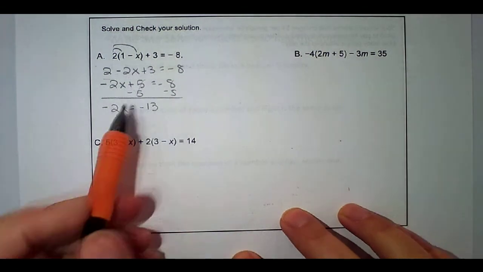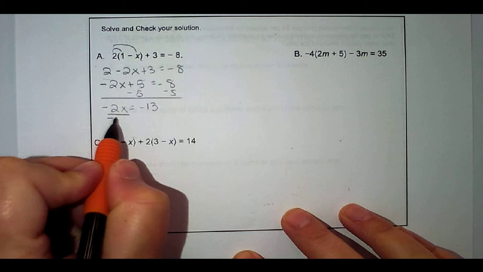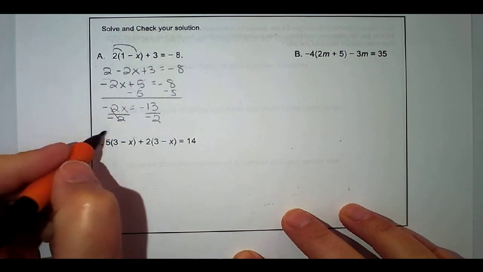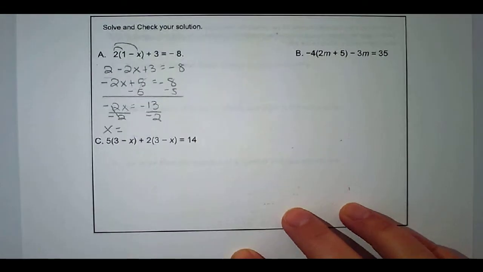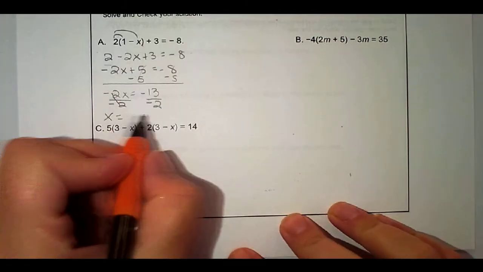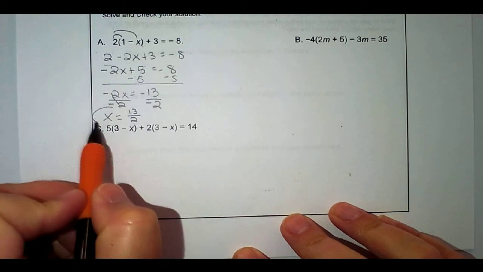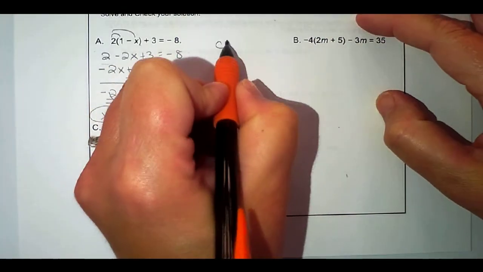And if I'm multiplying by negative 2, to get rid of it, I divide both sides by -2. So x equals, and you can leave that as an improper fraction. It will be easier to check that way. So a negative over a negative makes a positive, and we're just going to leave it as 13/2. And we will check it.